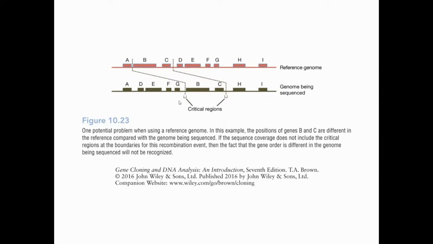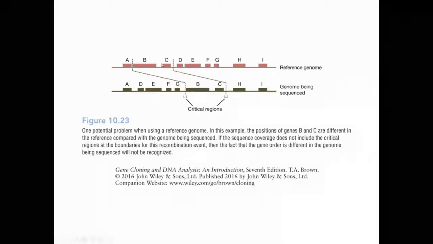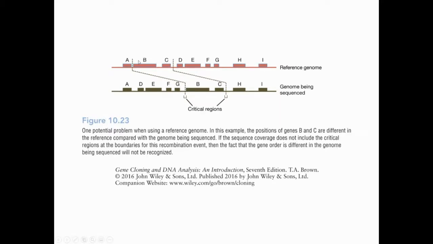The one problem that arises when you use a reference genome is that it could give you the same sequence, but in a different location in the chromosome. All right, so that could be in a different region, and that could be the cause of the problem. When you have these different rearrangements due to recombination, you might accidentally put these two genes in the wrong location. Okay, that's the possible problem.